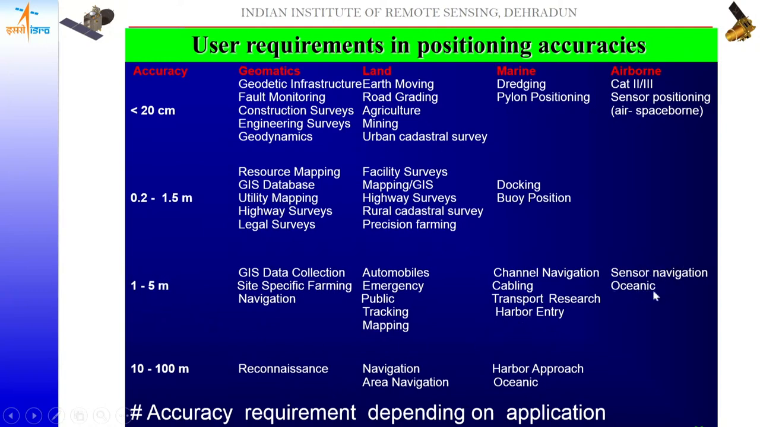Then sensor navigation, oceanic is also possible. Then 10 to 100 meter is very coarse resolution. In geomatics, reconnaissance and area navigation can be managed by this accuracy, and in marine, harbor approach and oceanic can be managed with this accuracy. So that's why there is a different requirement. You see, there is a different requirement.